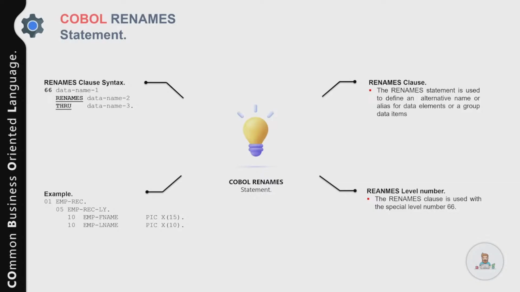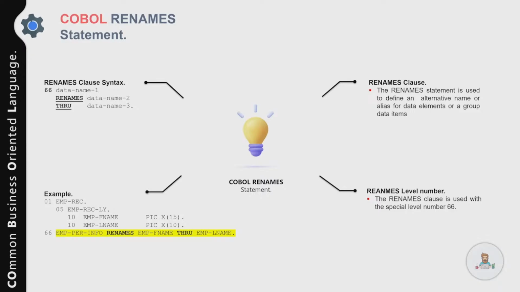And just below that, I've used level 66 with a variable name, employee personal information, followed by a RENAMES that is first name through last name. So I've actually renamed or regrouped both first name and last name under employee personal information. So you can very well access these variables either by employee record layout or by employee personal information as per your requirement.